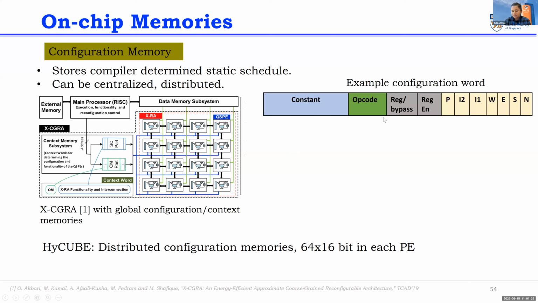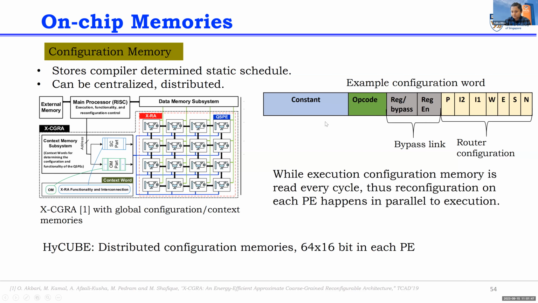So this diagram shows an example configuration word. If you see the sections, this part represents the router configurations, and the bypass, this corresponds to HiCube. So this is the bypass part, and the remaining part is for the ALU opcode and any constants. The configuration memory can be read in every cycle, so that it is pipelined with the execution, and so execution and reconfiguration happen in parallel.